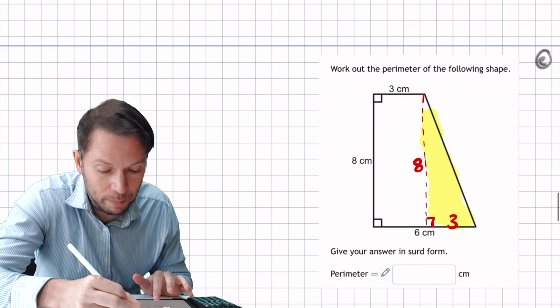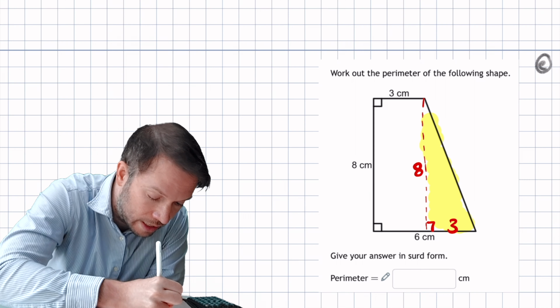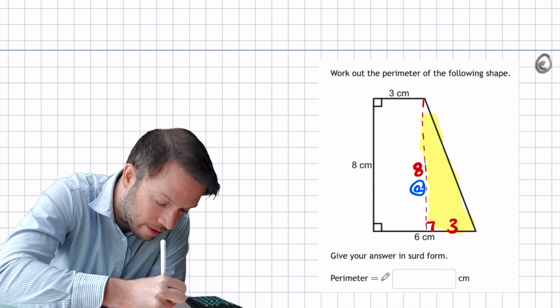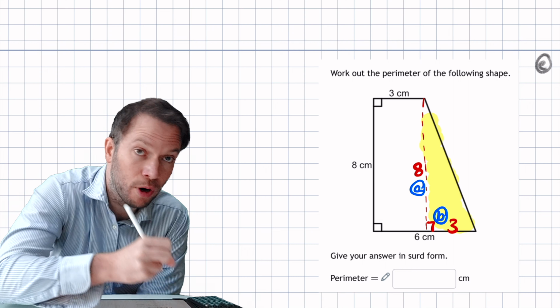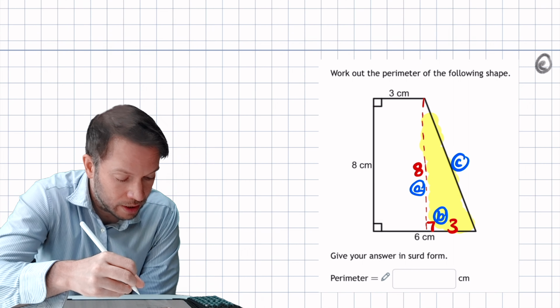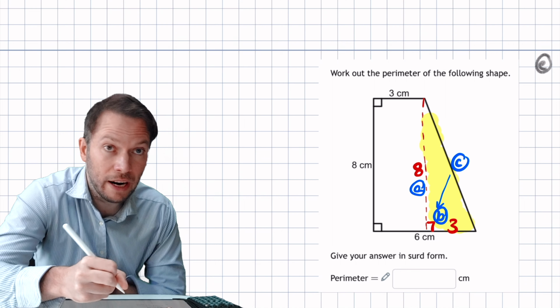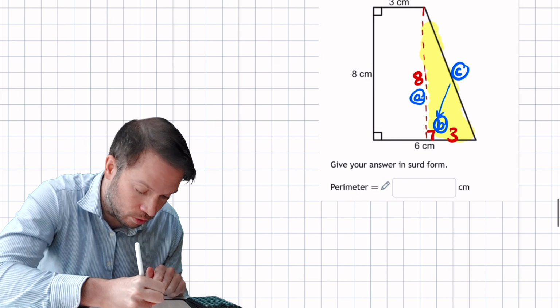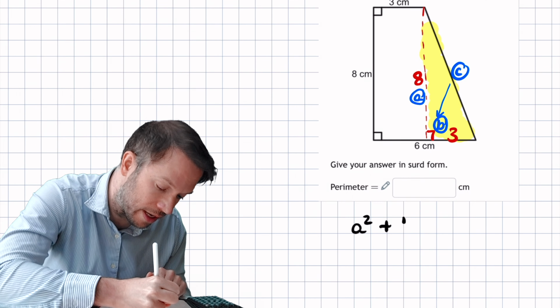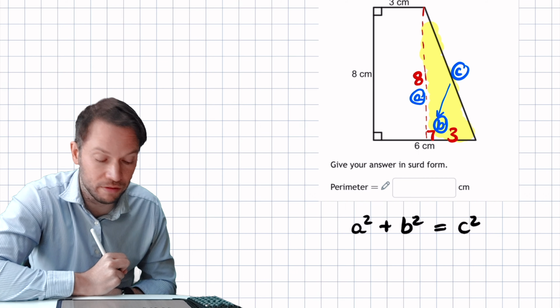Now remember how Pythagoras theorem works? If you label the shorter sides of the triangle as A and B, doesn't matter which way round, and the hypotenuse, which is the longest length of the right angle triangle, as C, which is always opposite the right angle here, then Pythagoras theorem states that one of the shorter lengths squared plus the other shorter length squared is equal to the length of the hypotenuse squared. So A squared plus B squared equals C squared.